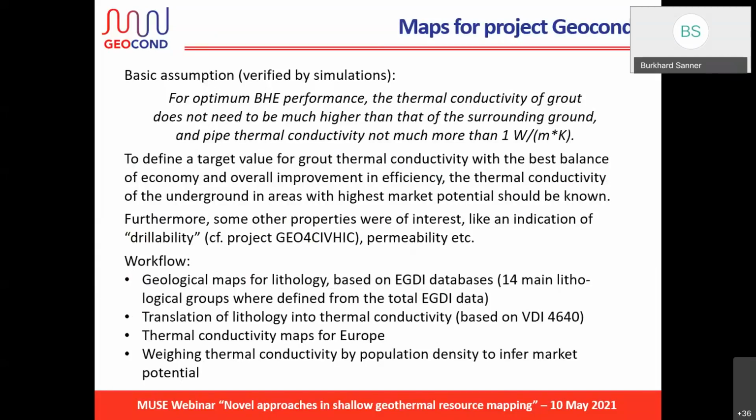Because we wanted to look into the market, not just what is the underground of Europe, but what's the underground there where people want to have these kind of systems. There was a weighing process with thermal conductivity by population density to get this market potential into the picture.